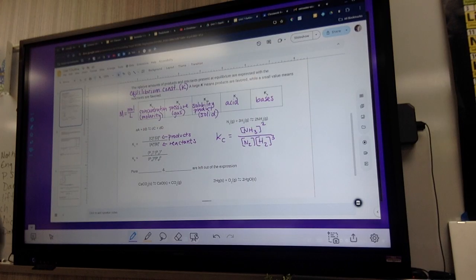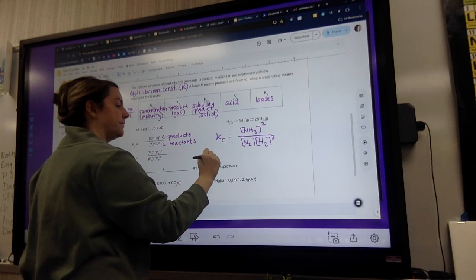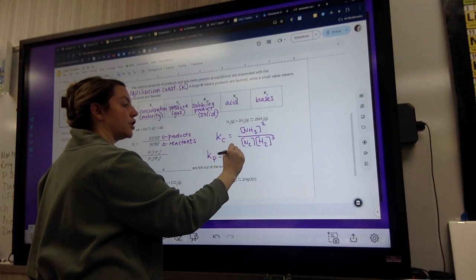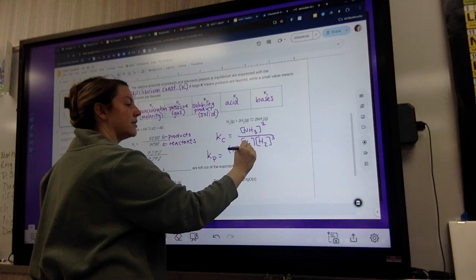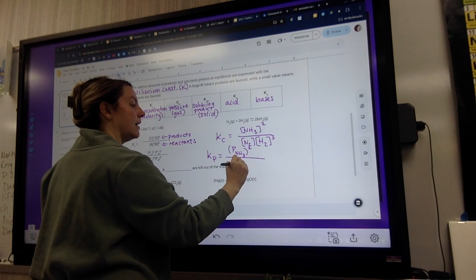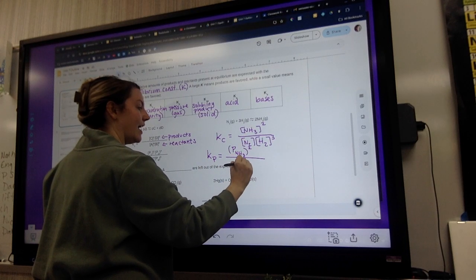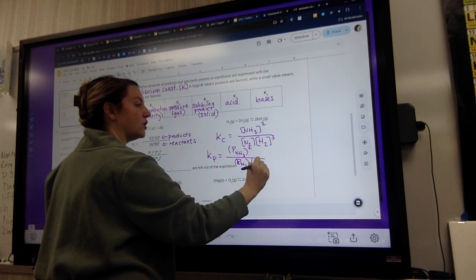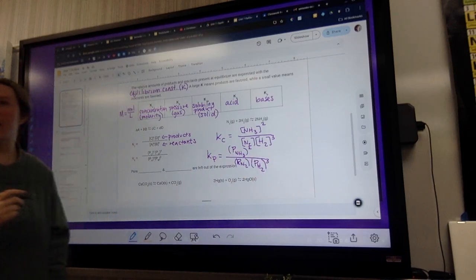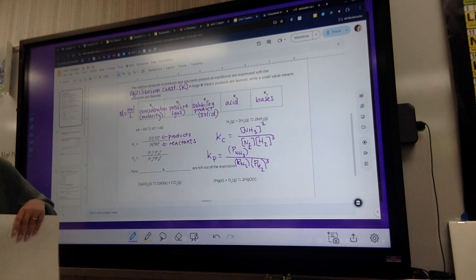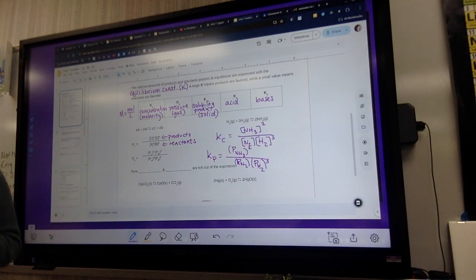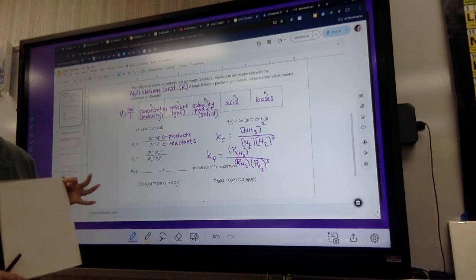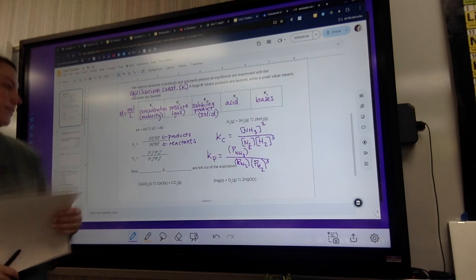For our pressure, it's similar, except we're going to use parentheses, and it'd be the pressure of NH3 squared divided by the pressure of N2 to the first power, and then the pressure of H2 to the third power. Pretty straightforward. You just have to pay attention. What kind of conditions are they giving you? Are they giving you molarity, or are they giving you a pressure like atmospheres?